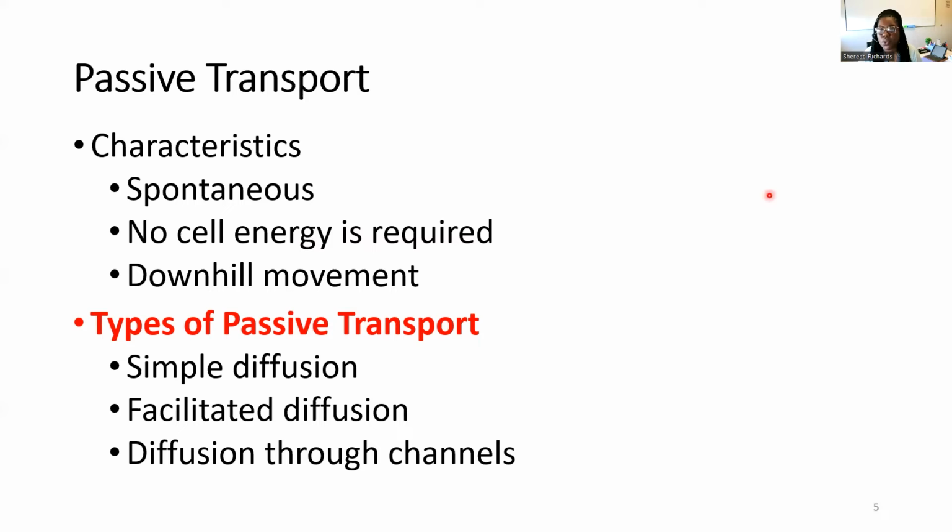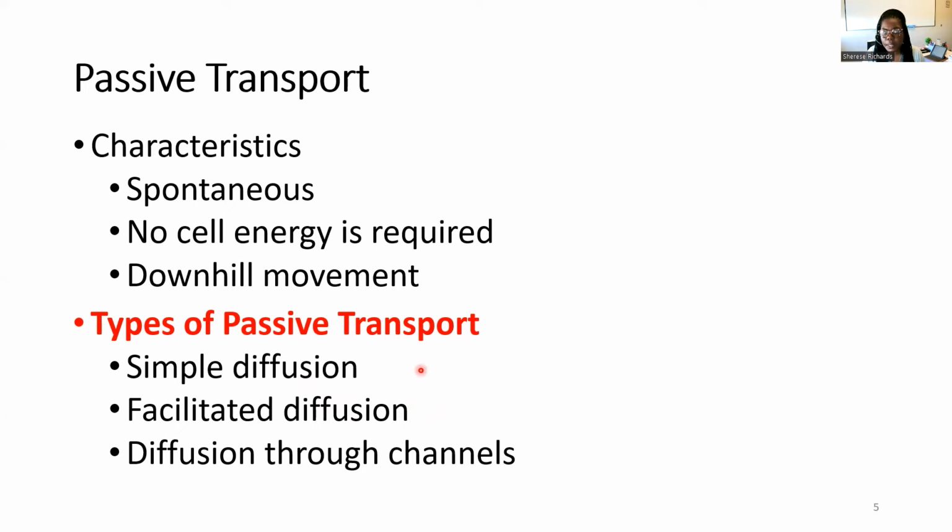We said that there's no energy required. In fact, there was energy liberated or released. We said that it was downhill. In other words, it's going to be happening down or across or with a concentration gradient. Some of the examples of passive transport that we're going to look at are simple diffusion.